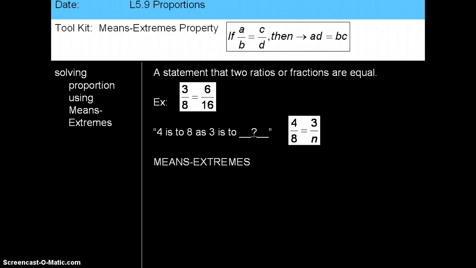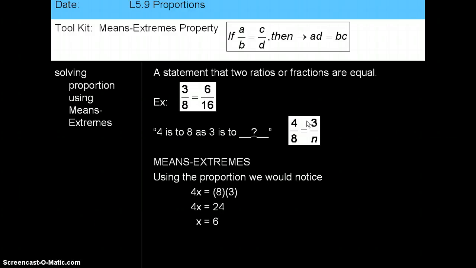So in this particular instance, using the means extremes property with the proportion, we would notice that 4 times n is equal to 8 times 3, or 4x in our equation here is equal to 24, which if we solve it by division comes out to tell us that x equals 6. So the means extremes property is something that will always work, but sometimes it's kind of handy to look at those other relationships so that you don't always have to go to the means extremes property. Sometimes the means extremes property gives you some pretty large numbers that maybe you would rather not deal with.